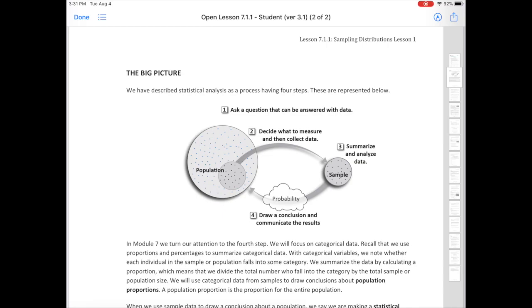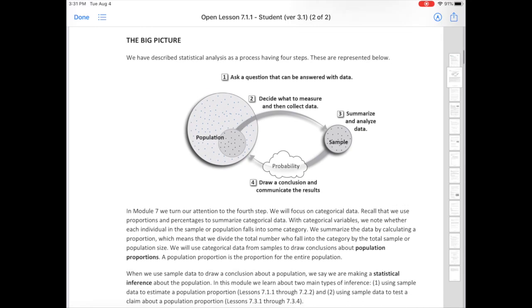Now, notice in the picture that we have population and we have sample. The idea, if you recall, is that the population is everybody that you're asking a question about, but sample is the set of people or things that you actually select to run the experiment on or to ask the question. So the 4th step is the one that we want to study right now. This is to draw a conclusion and communicate the results.